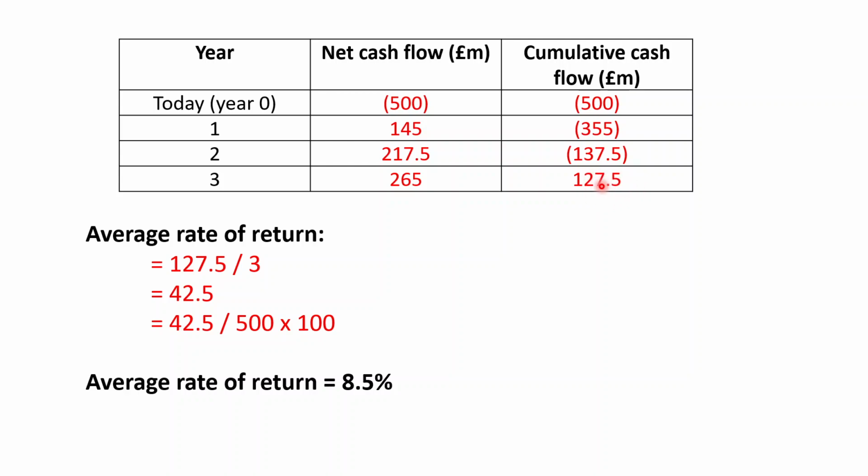Okay, I get that from this column here. It's a 3-year project by the looks of things here, or at least given the data that I've got, which means on average profits of 42.5 million per year. And then I want to compare that to the amount I'm putting in today. So I divide that by the initial cost times 100. It gives me an average rate of return of 8.5%.